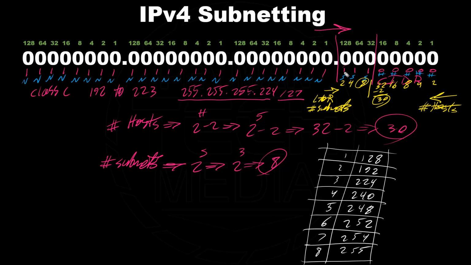So in this example, we borrowed 1, 2, 3, and the cut line is here, right? /27. Originally we had /24, that's the default subnet mask for class C. 25, 26, 27, so 3 bits borrowed, which is 224. We're working on the last octet, the cut line is on the last octet, so we just write down 224 on the last octet. In other words, when we convert this binary to decimal, that's 224.